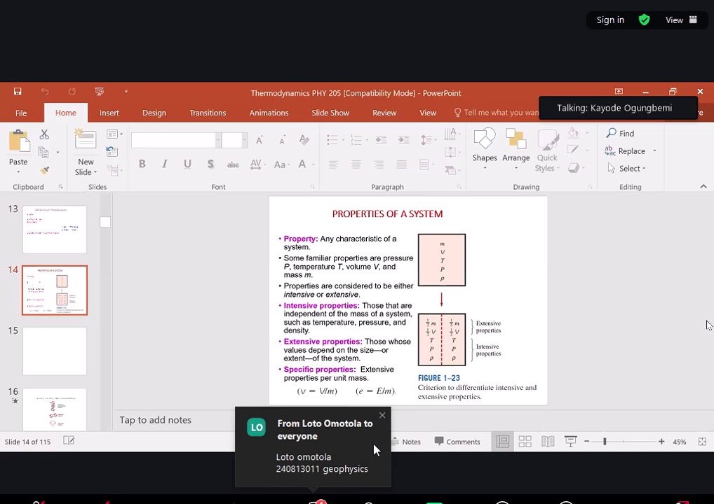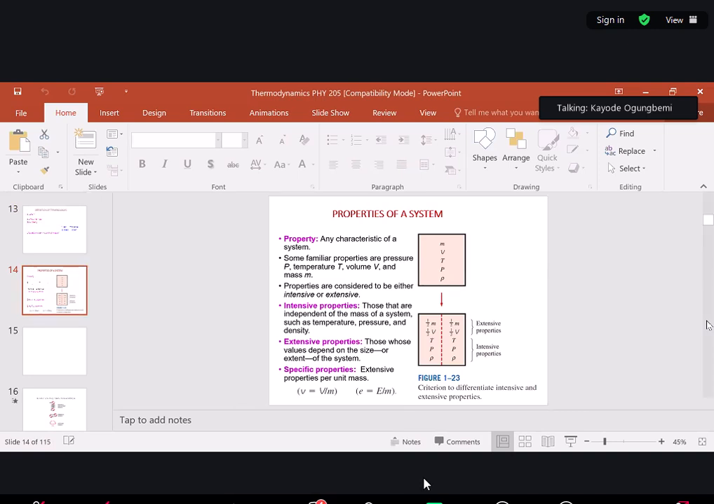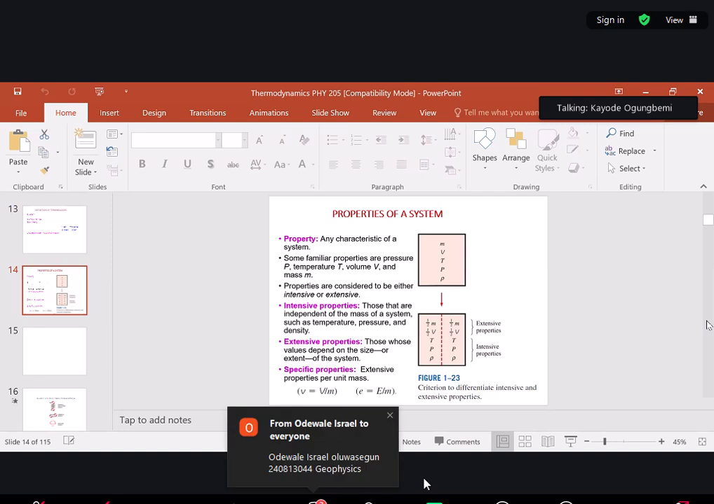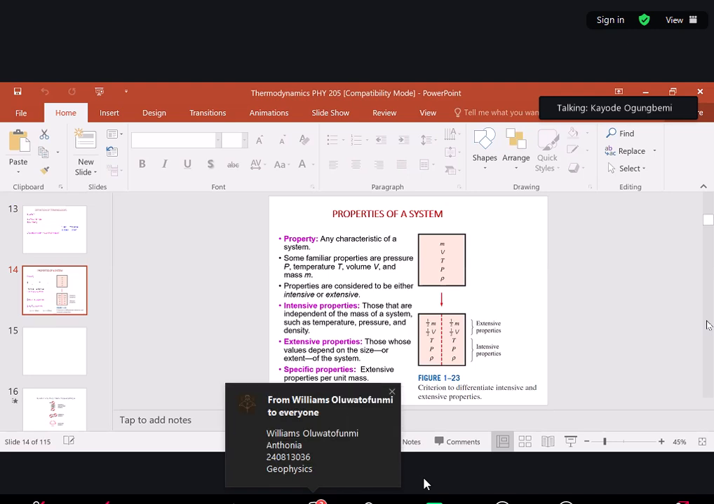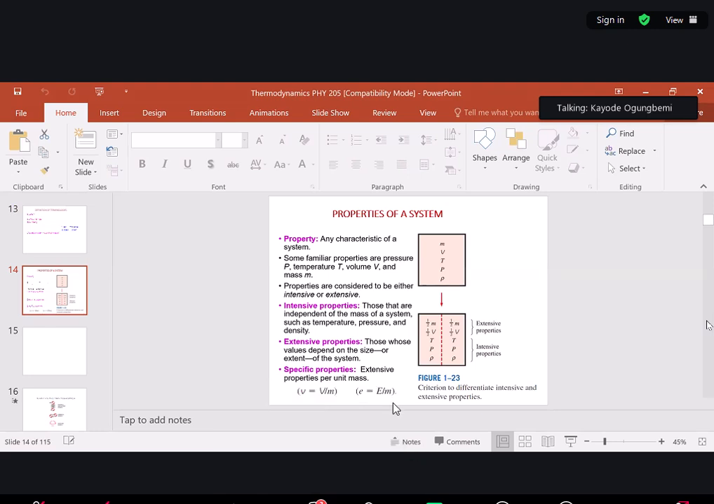Then from there we move to different types of properties. When we talk about the properties of a system, we are talking about properties that are measurable. So some familiar properties of a system can be your mass, your potential, your temperature, your volume, and so on and so forth. Properties can also be subdivided into intensive or extensive. Intensive or extensive property.